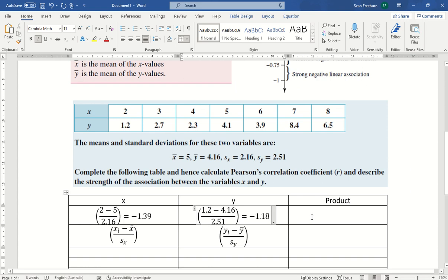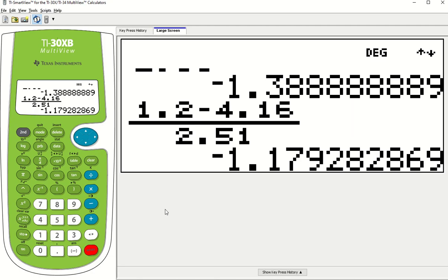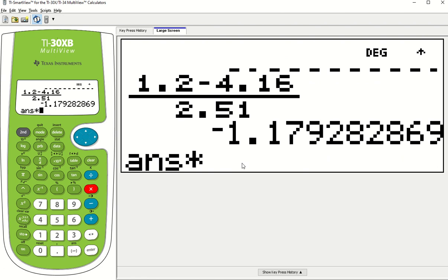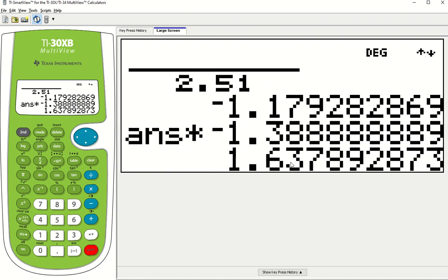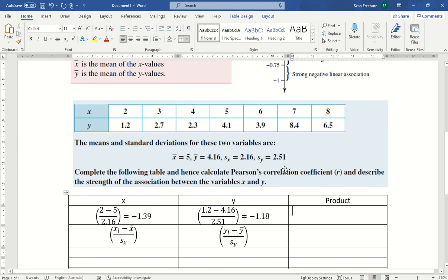Yep, just checking I typed that all in correctly. What goes in here is the product of these two figures. So, what is the product of -1.39 and -1.18? Well, I would go answer multiplied by the answer from before, and the product of those two is 1.64, roughly.